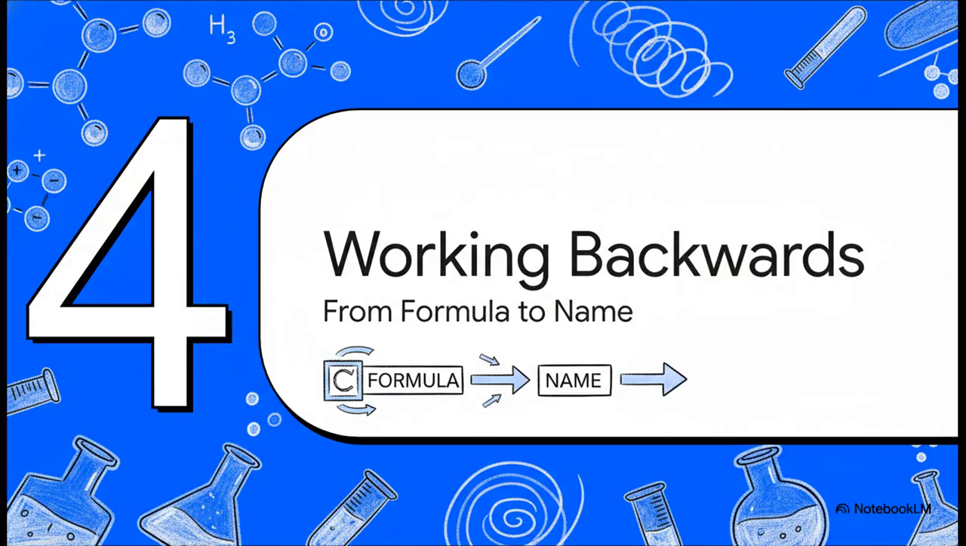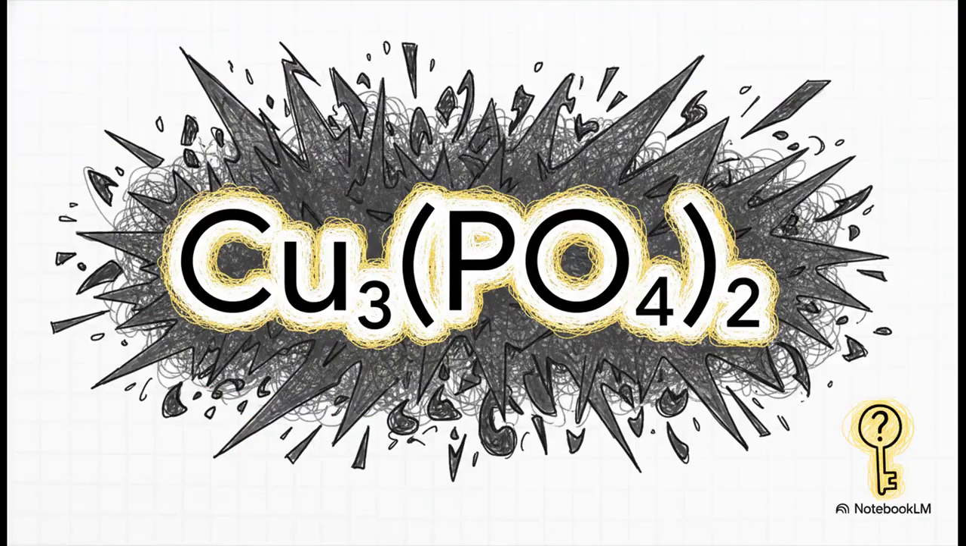Okay, to really prove that we've mastered this, we need to be able to go in reverse. We need to go from the formula back to the name. So let's put this new skill to the test and work backwards. All right, here we go. I'm going to throw a beast up here. Cu3(PO4)2. That looks pretty complicated, right? But it's not. We just have to apply our system, and that starts with our one key question.